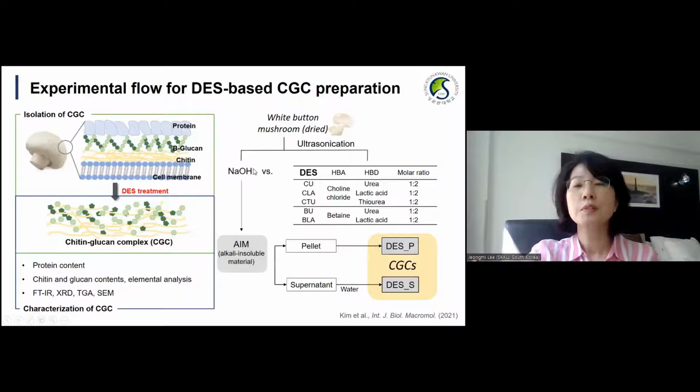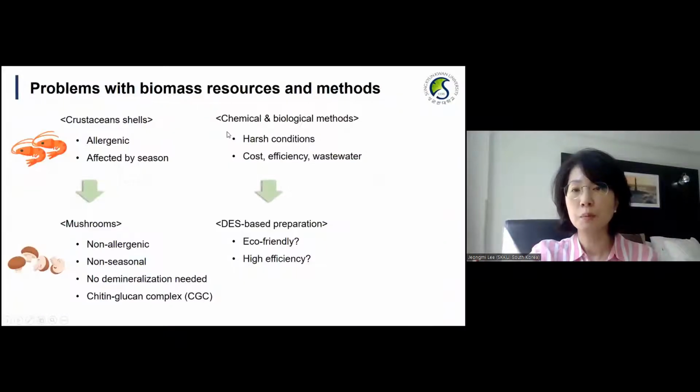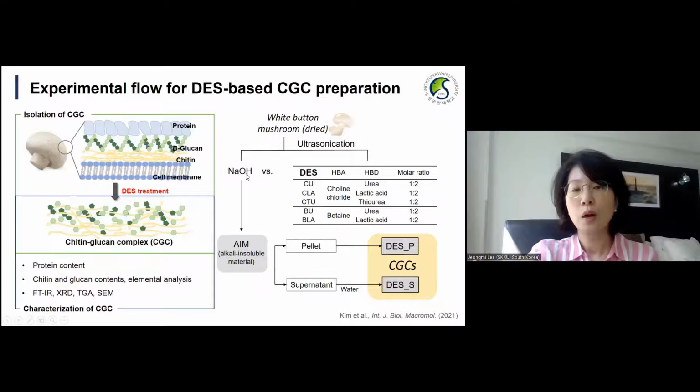So as a conventional reference or comparative method, we applied sodium hydroxide, which is the chemical method, basically. So the pretreatment of this white button mushroom leads to the product called alkali insoluble material, or AIM. So we compared this AIM with our own products. For our method, we applied 5 different kinds of natural deep eutectic solvents, as shown here.